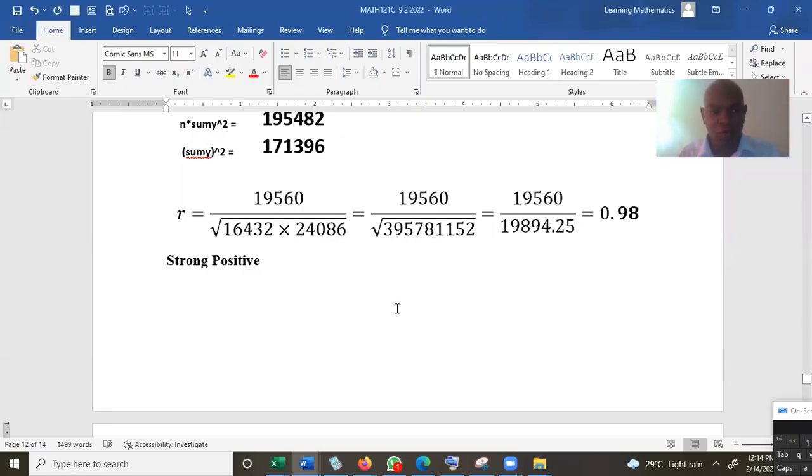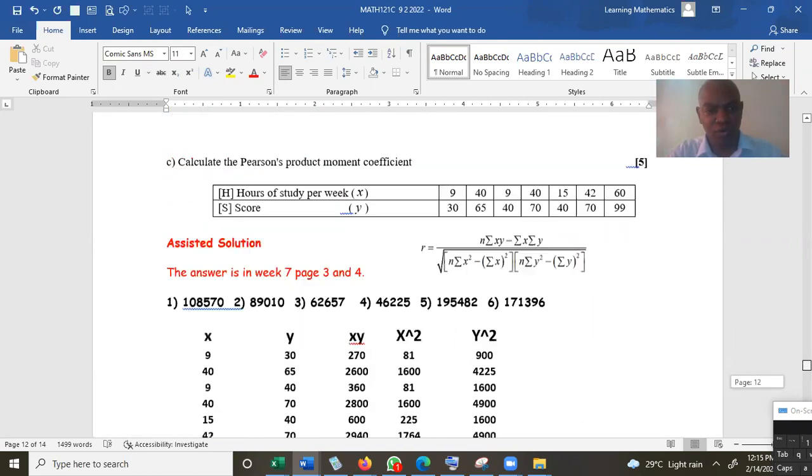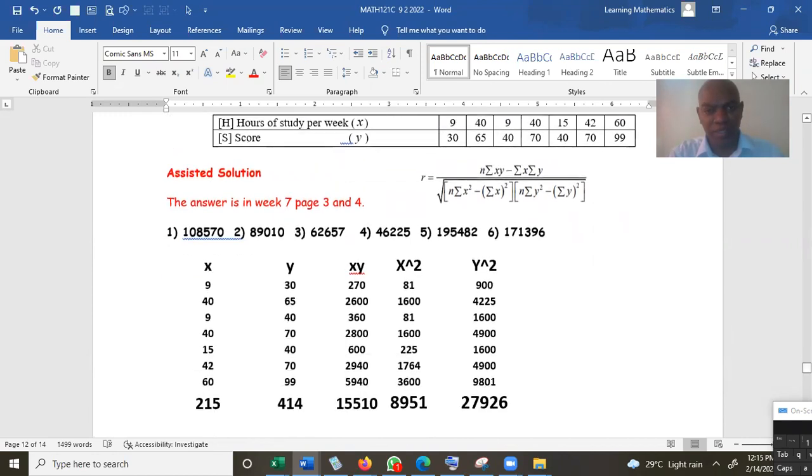So the correlation, according to Pearson's product moment, we got 0.98, which is a strong positive correlation because 0.98 is between 0.5 and 1, and the value is a positive number. So there seems to be a strong positive correlation between hours of study and score, according to this result, meaning the more you study, the higher your score, if you want to put it that way. This is a practical example. You can apply that to your studies.